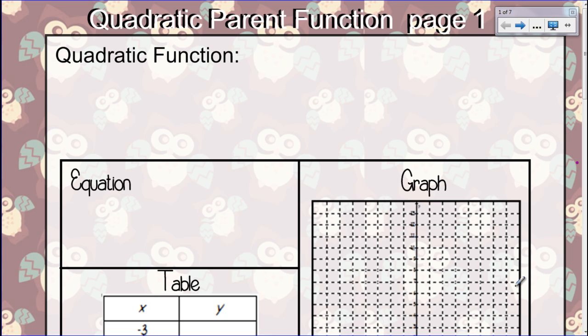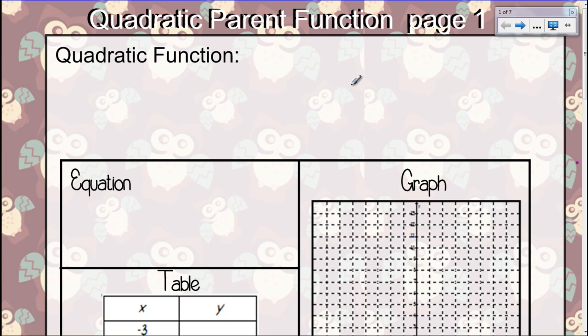So we're going to start off today talking about quadratic functions. Everything we've done up till now has been a linear function and it's made a straight line. Now we're going to do quadratic functions, which make curves. And the curves have a special name which we will talk about in a little bit, but we're going to start with the quadratic parent function.